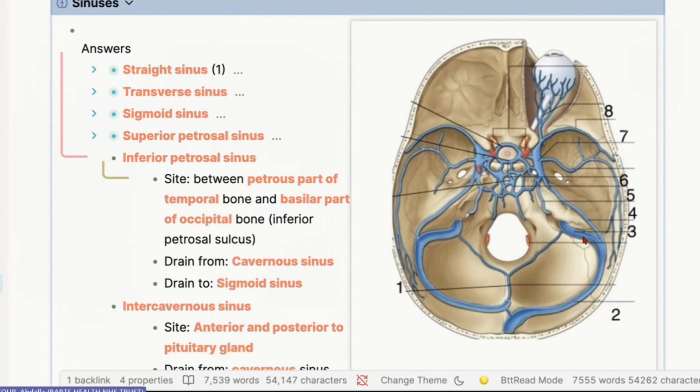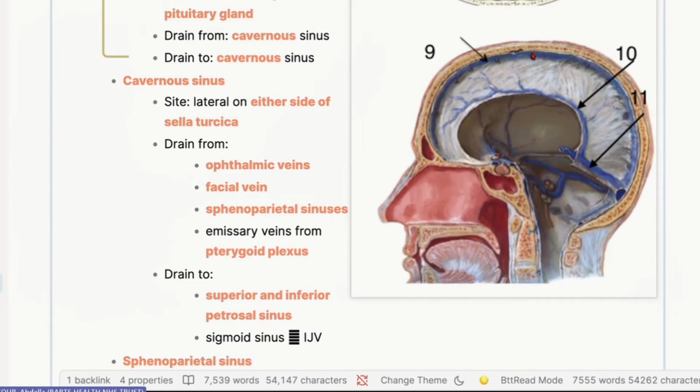And this will go into the sigmoid sinus because it's a lazy S, as you can see here. On the back, you have the transverse sinus, which is number 2. And you have a straight sinus, number 1. That is the straight sinus. It's much more clear here. This is the superior sagittal sinus, inferior sagittal sinus, straight sinus, occipital sinus, and this is the confluence of sinuses. They're meeting together in a single one.